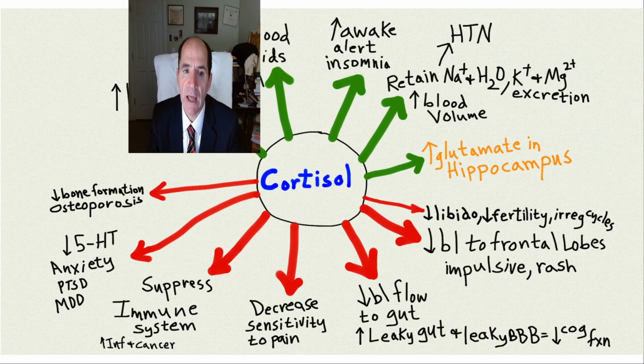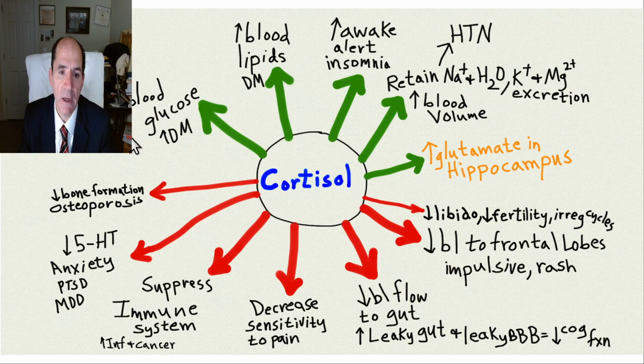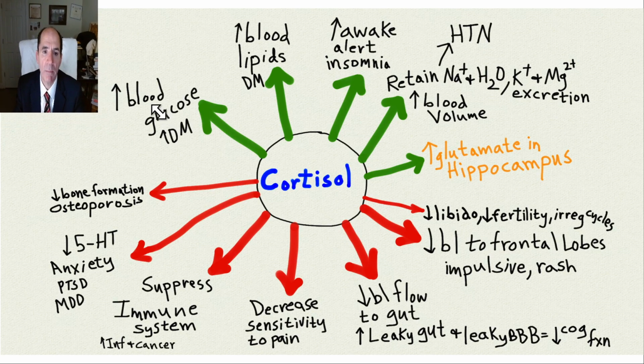So cortisol does a lot of things, but for our purposes, all we care about is that it increases glutamate in the hippocampus. That's the main point. Other bad things it does for your health: it increases blood lipids, predisposing to diabetes. Increases blood glucose, predisposing to insulin resistance and diabetes. Okay? Causes retention of sodium from the kidneys, increasing blood volume, hypertension.